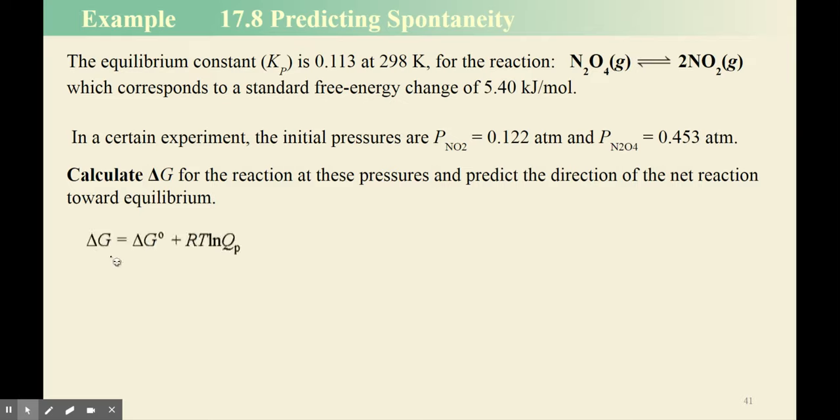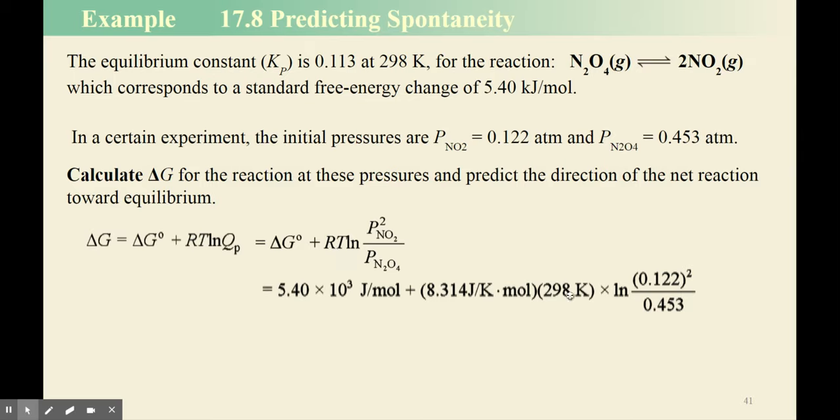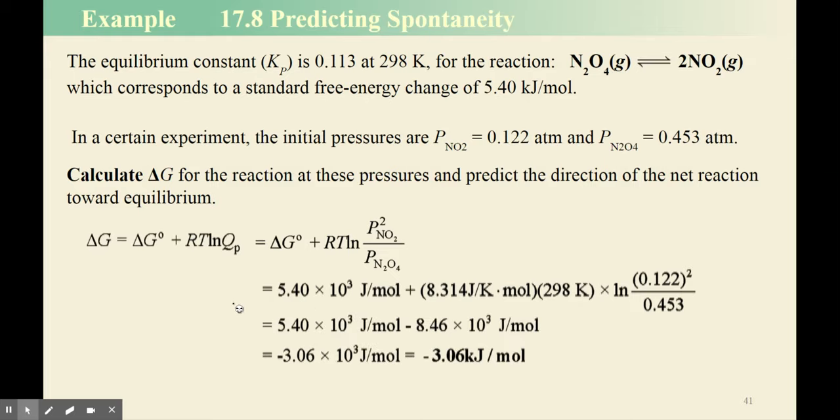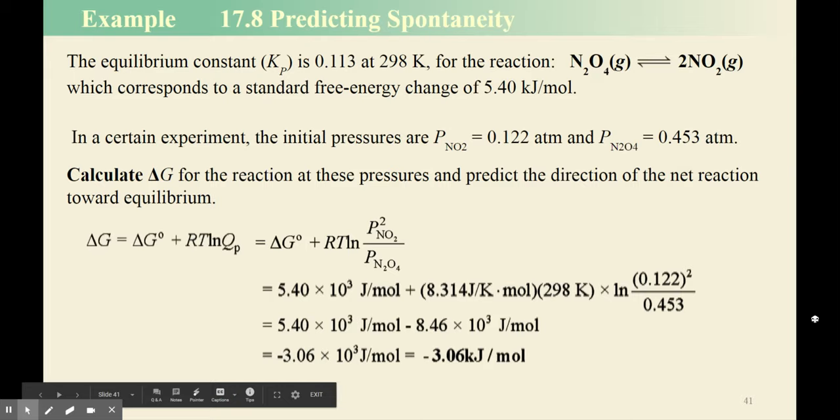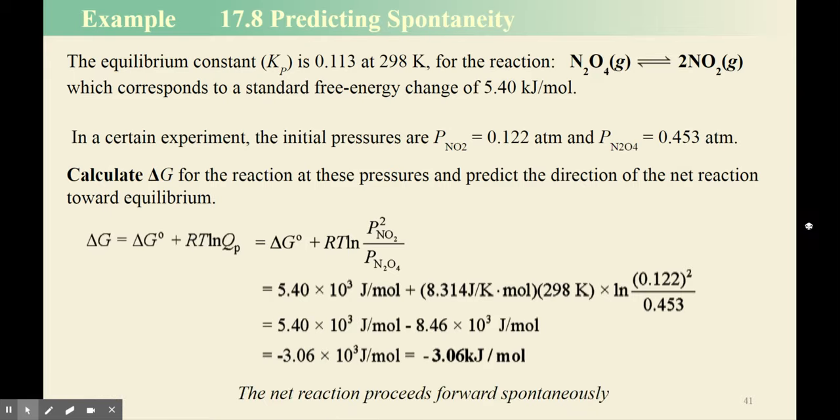So again, we've had this equation before, and we're given the standard free energy of 5, and instead of capital K, we're going to work out Q, which is again the reaction quotient. Looking at our equation again, to get the quotient, it's NO2 pressure squared on top because of that coefficient. On bottom, it's N2O4 to the first power because its coefficient is 1. And we have our constant R, our temperature, 298 Kelvin. Again, we're taking the natural log of that, and we're given 5.4 kilojoules, but we need it in joules, so times 1,000. Taking all of these together, we get a value of negative 3 kilojoules per mole. So the fact that this is negative tells us that this is spontaneous. It would spontaneously go forward from these initial conditions.